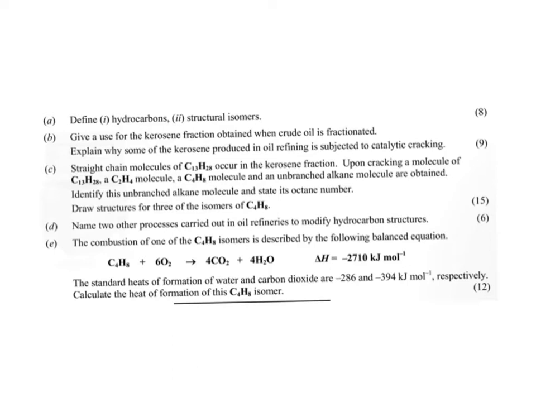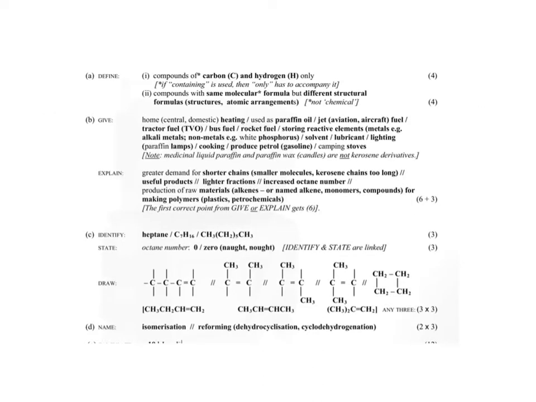The first question asked us to state isomers, and draw structures for 3 of the isomers of C4H8. Our next question was asking me to name 2 other processes carried out in oil refineries to modify hydrocarbon structures. Those 2 other processes would be reforming and isomerization. Now remember, reforming is the exact same as dehydrocyclization. To name hydrocarbons, to define them, and to define structural isomers.